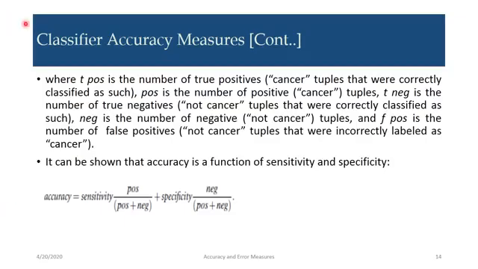Here in the formula, TPOS, that is the true positive, is the number of true positive, that is cancer tuples that are correctly classified as such. Positive is the number of positive cancer tuples. True negative is the number of true negatives, that is not cancer tuples that are correctly classified as such, and negative is the number of negative tuples, that is the not cancerous tuples.